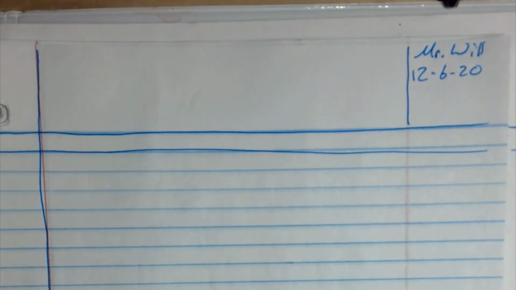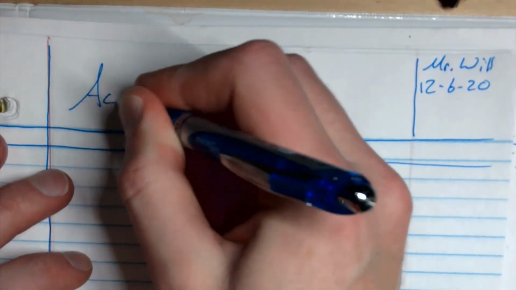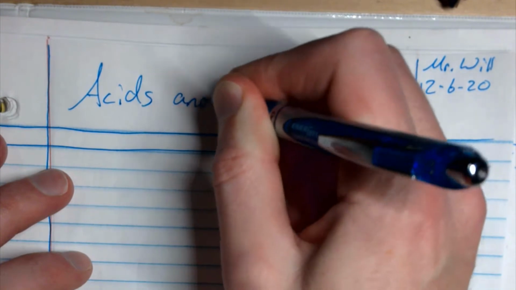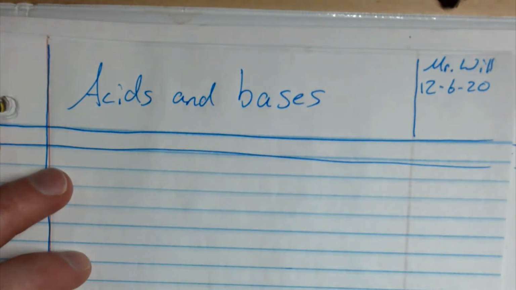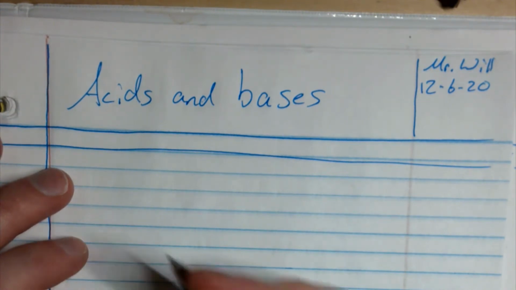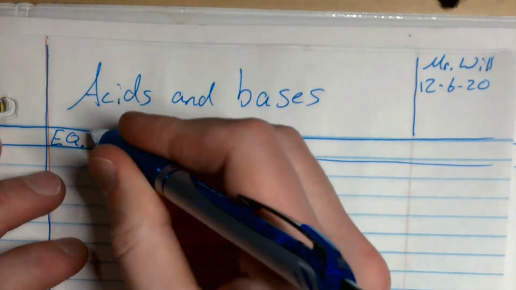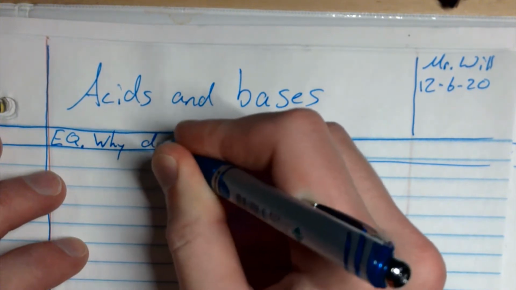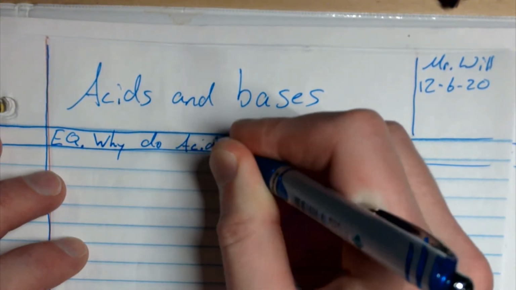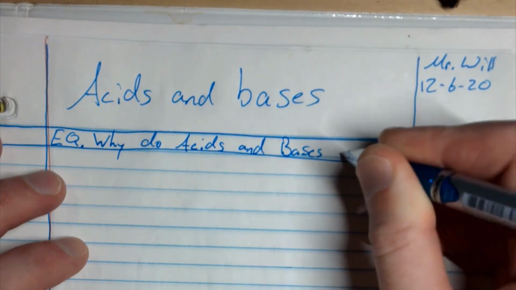So, straighten the page up a little. Okay. So we're talking about acids and bases. So let's put that as our title. Acids and bases. And our essential question is, why do acids and bases react?